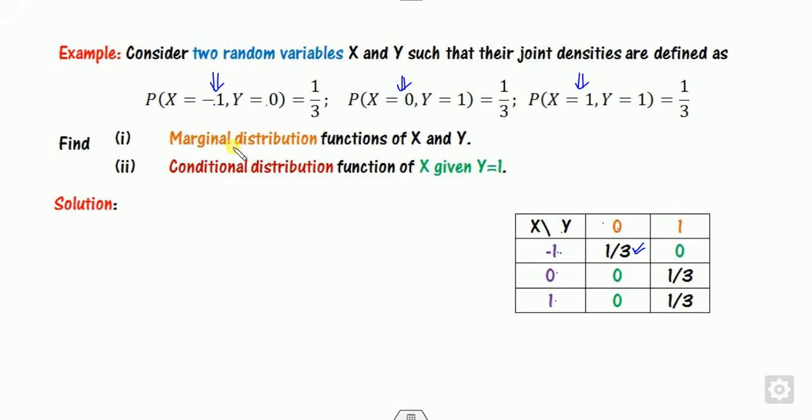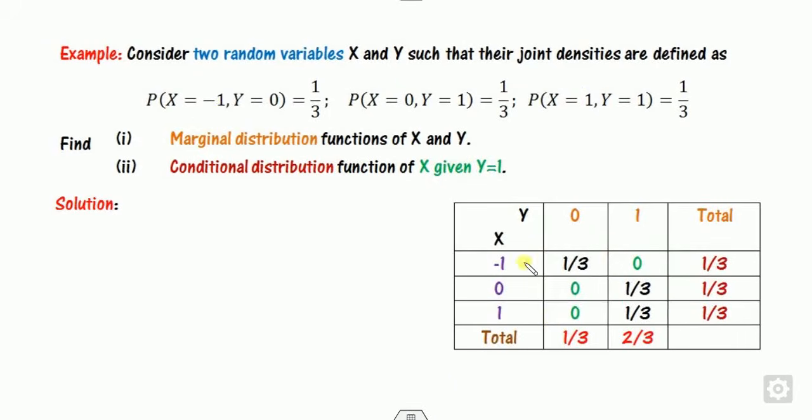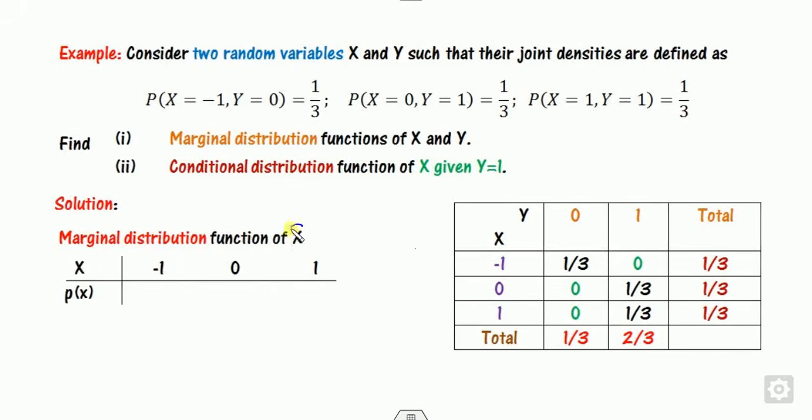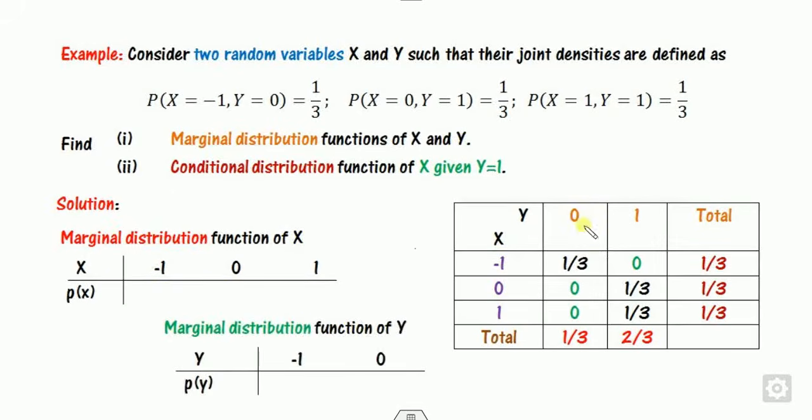Now, how do you find the marginal distribution of x? Firstly, you can find the total of x and the total of y. What is the marginal distribution of x? To find it, the values of x are -1, 0, 1, so our task is to find these values. Similarly, if you find the marginal distribution of y, how many y's are there? 0 and 1. So our task is to find these.